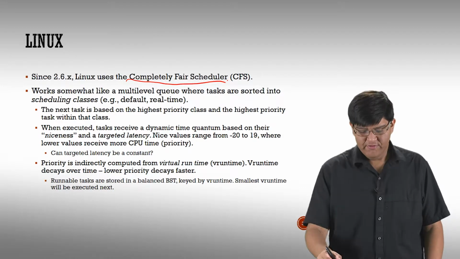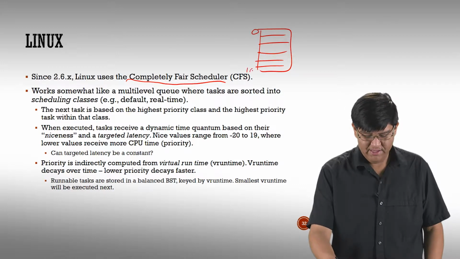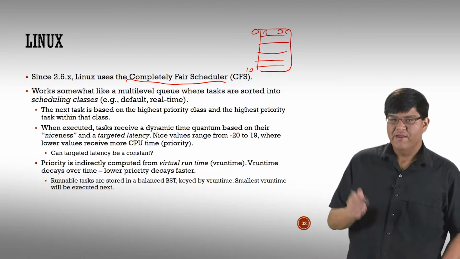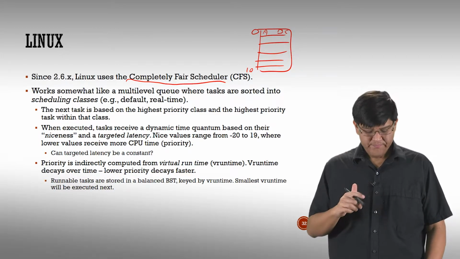So you have this overall structure that looks like this, where the first class is highest priority. This is class 0, this is class 10, whatever. And then there's things in here that have varying levels of priority as well. So I have that in a 2D sense. So that's the way Linux is laid out.